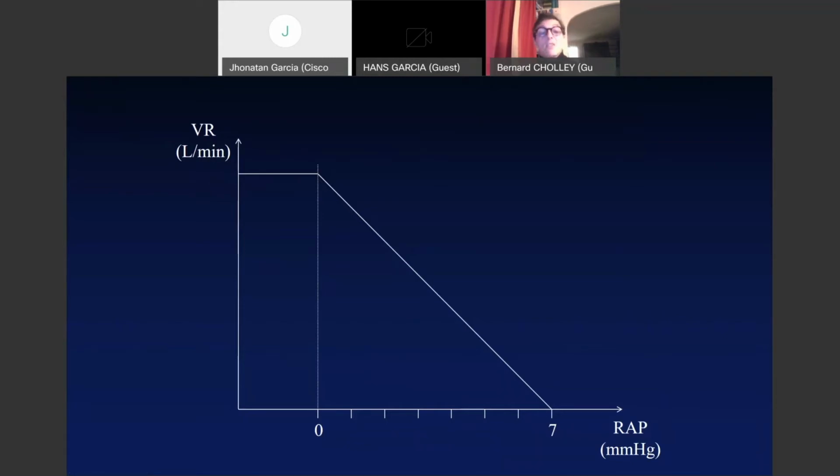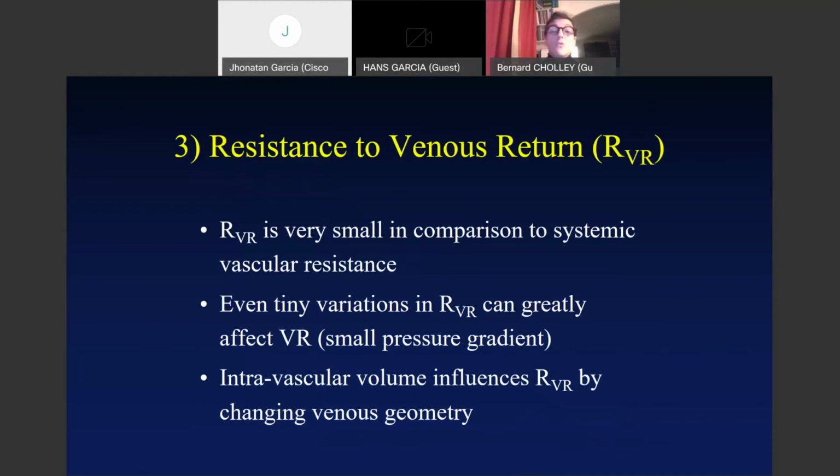Finally, the last determinant of the Poiseuille equation, the resistance to venous return. Of course, the resistance of the veins is very small in comparison to systemic vascular resistance. But because the pressure gradient is so small, even teeny variations in resistance to venous return can greatly modify venous return and cardiac output. So maybe you said, he's crazy. What is he talking about, the resistance of the veins?